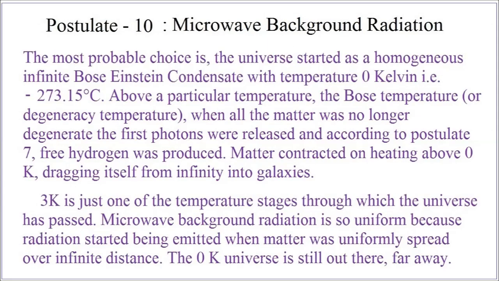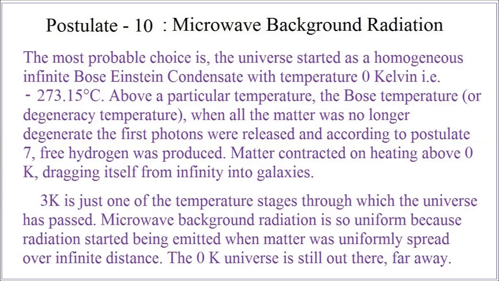The most probable choice is the universe started as a homogeneous infinite Bose-Einstein condensate with temperature 0 Kelvin, that is minus 273.15 degrees Celsius. Above a particular temperature, the Bose temperature or degeneracy temperature, when all the matter was no longer degenerate, the first photons were released, and according to postulate 7, free hydrogen was produced. Matter contracted on heating above 0 Kelvin, dragging itself from infinity into galaxies.